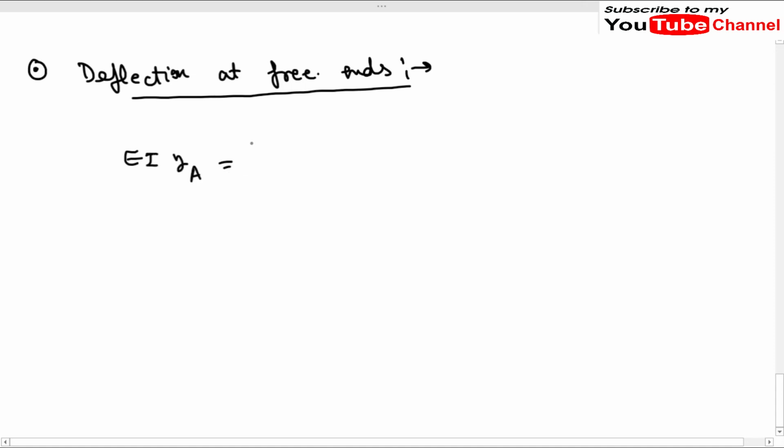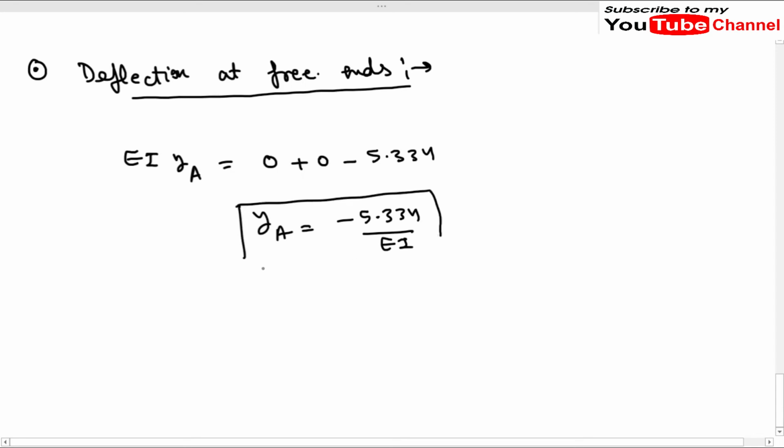YA. Its value: the first term will be 0 and the other term will also be 0. We will only have minus 5.334. Sorry, EI we have written here. So the value of YA will be minus 5.334 divided by EI. So this is the deflection at our free end, and this will also be equal to the deflection at D.